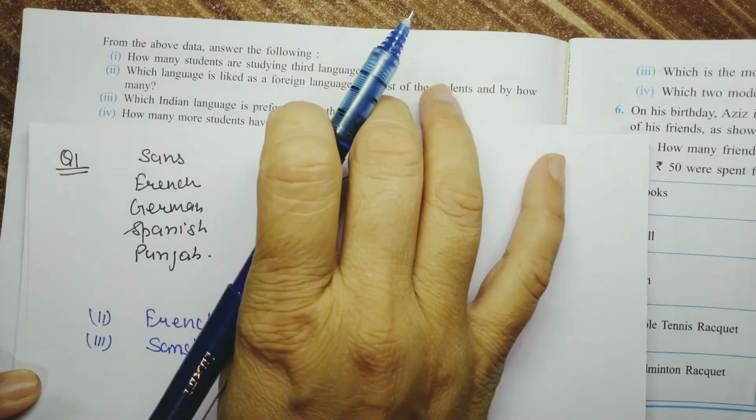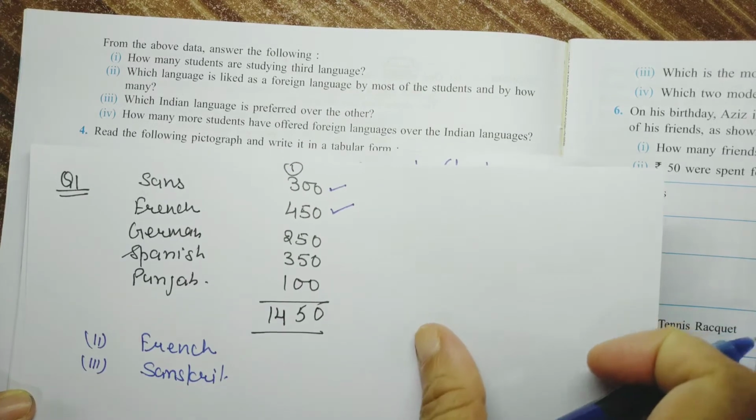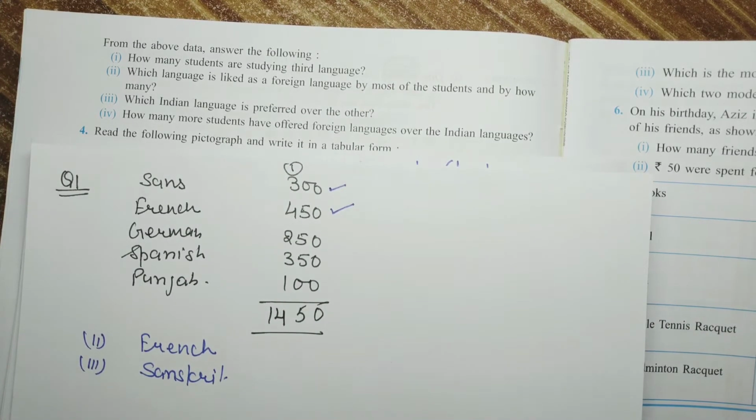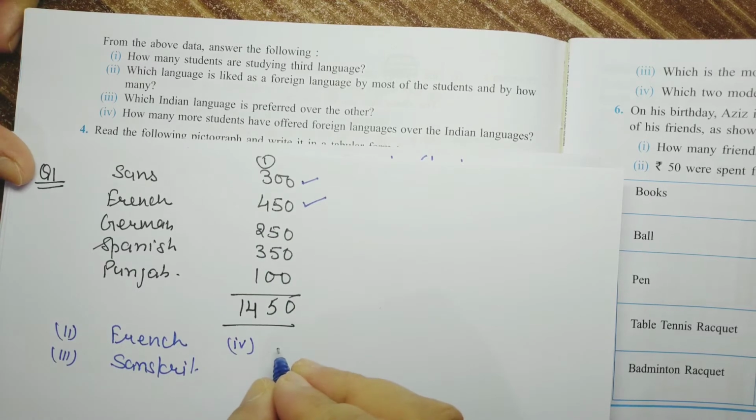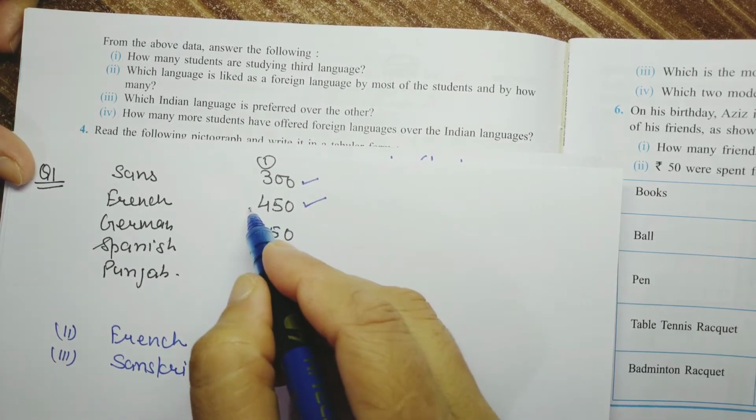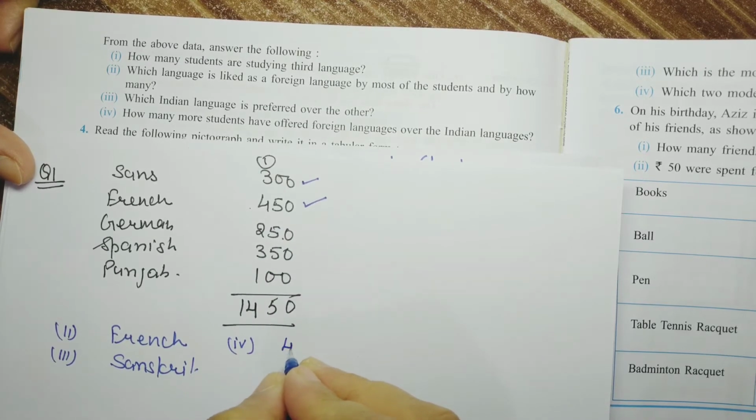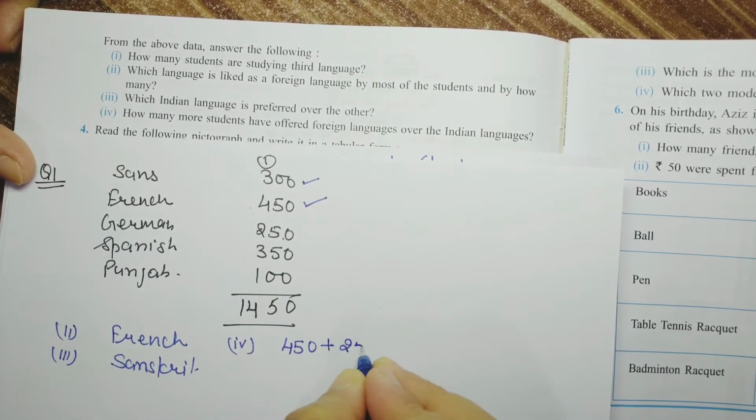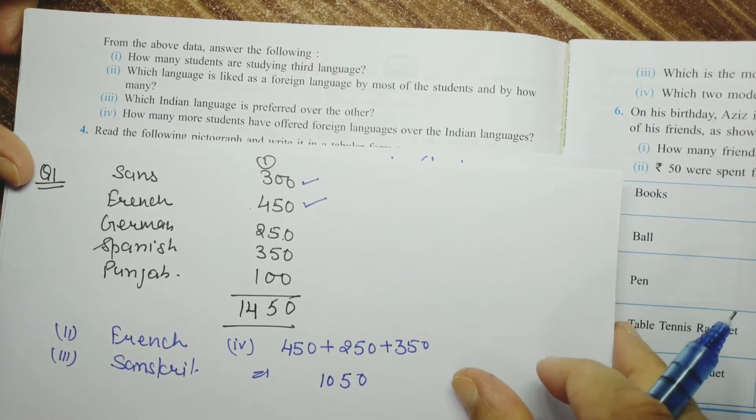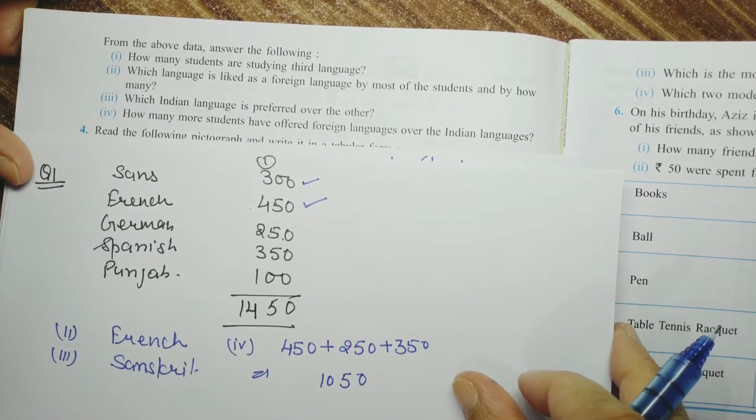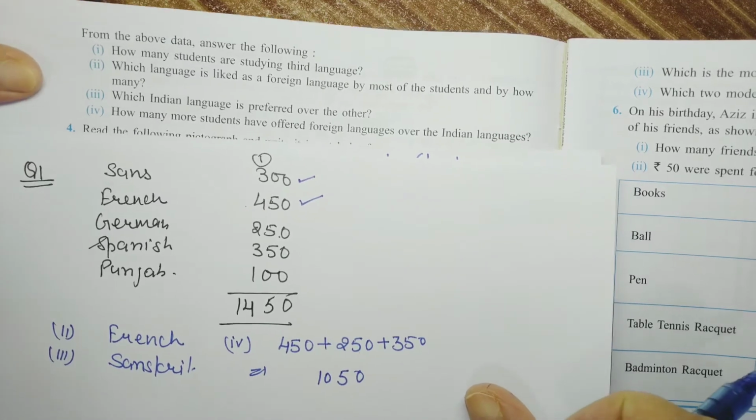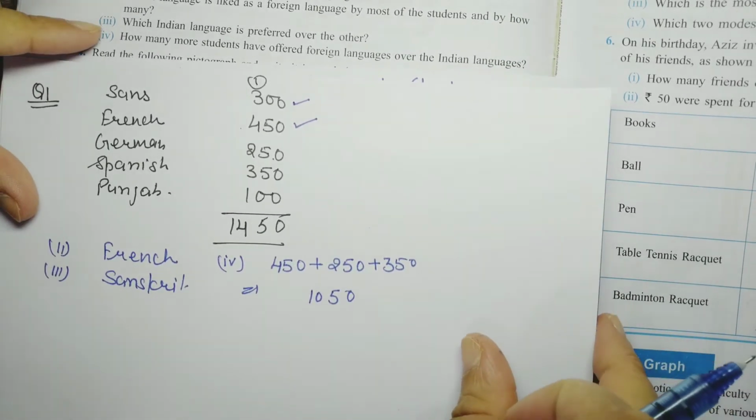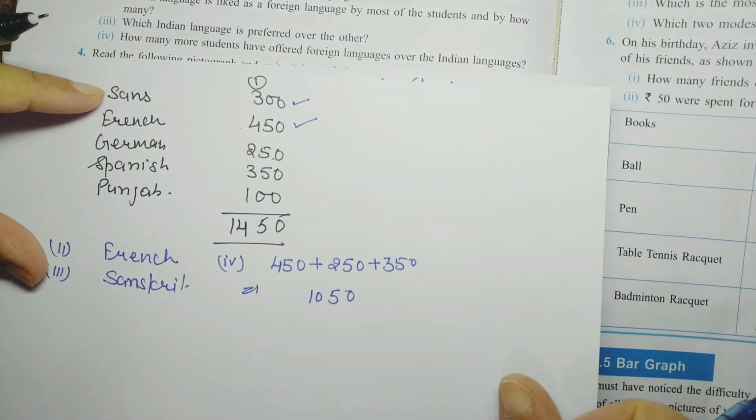Now, how many more students have offered foreign language over the Indian language? Okay, students. So the other languages are French, German, Spanish. French 450, German 250, and Spanish 350. If you find the sum, 5 3s are 15, 1, 3, 4, 5, 5, 4, 9, 10. 1050 students have taken the foreign language over the Indian language. So students, like this we first draw the pictograph, and after the pictograph we have to give the answers of the following questions.